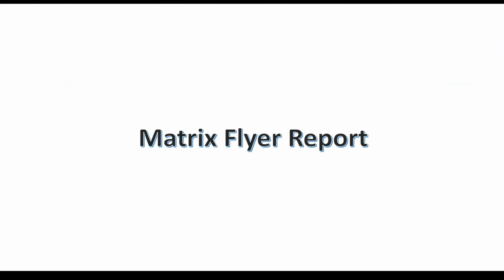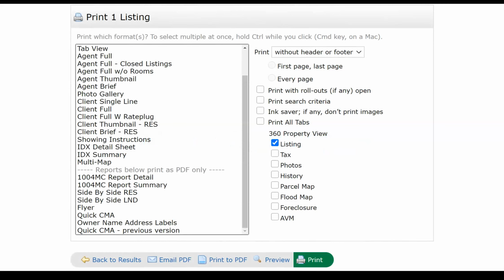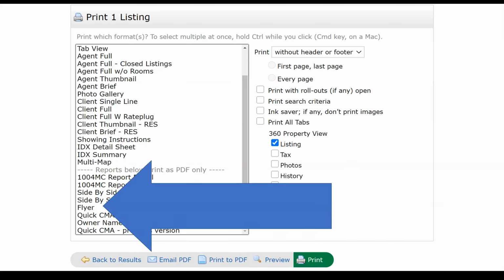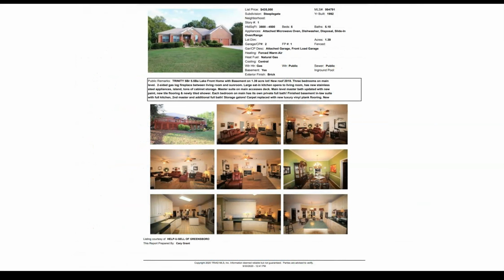Another report that is available on any listing is the Matrix Flyer Report. With at least one listing selected, use the action item Print, and on the left of the screen you will see a section labeled Reports below Print as PDF Only. In this list, you will find Flyer. Many Triad MLS members print this report for their buyers.